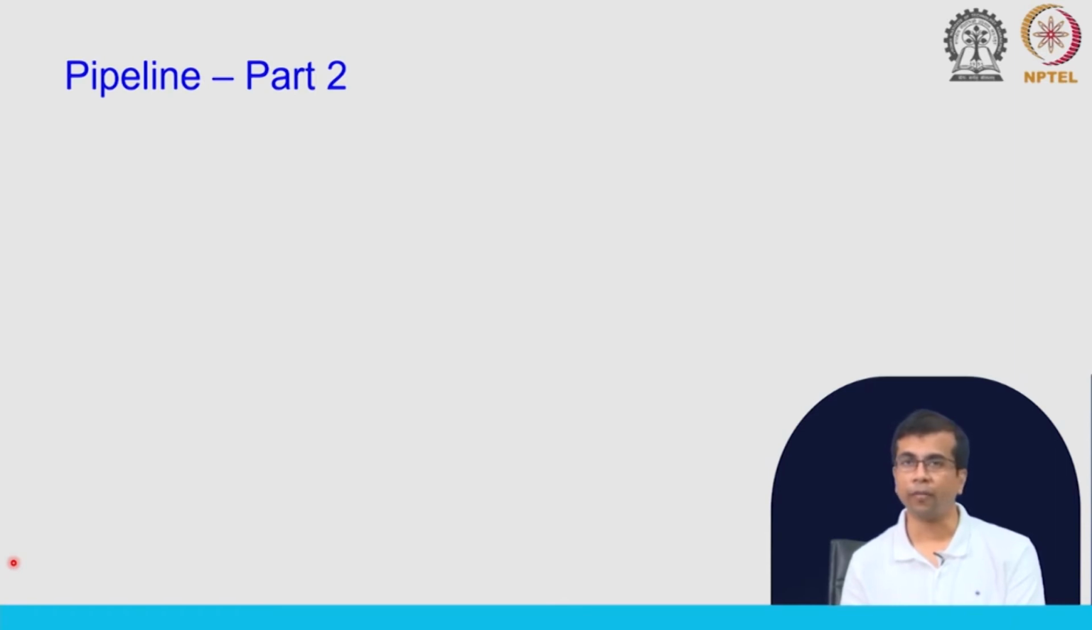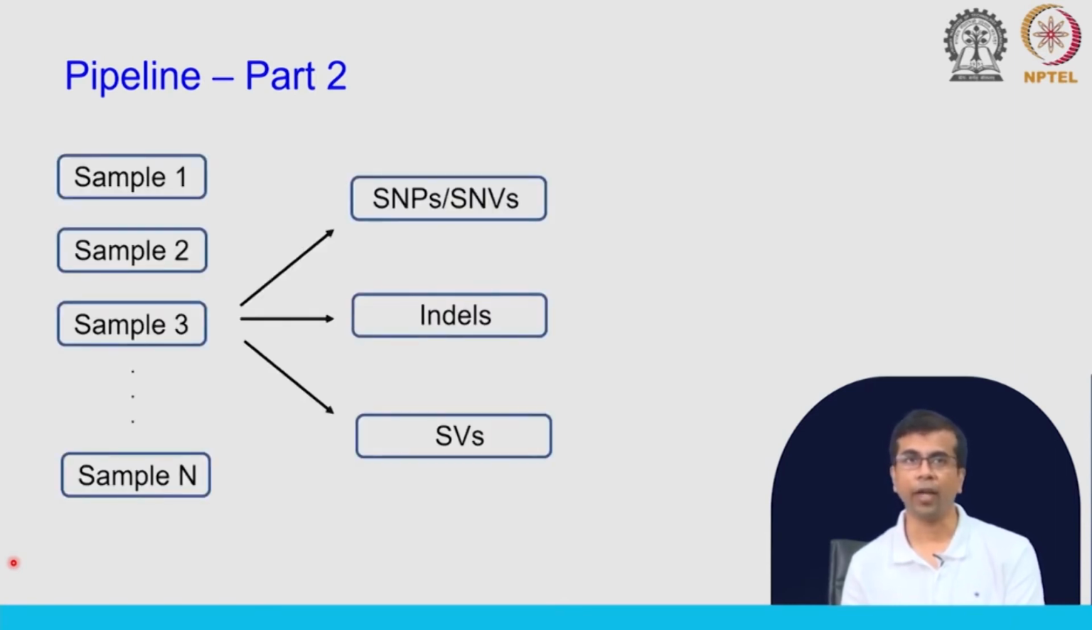The part 2 of the pipeline. We now have multiple samples if you are doing a comparative analysis and we are trying to identify these SNPs or small indels. We can do that now once we have got these processed reads. From that we can now identify these different types of variants and these are the raw variants.